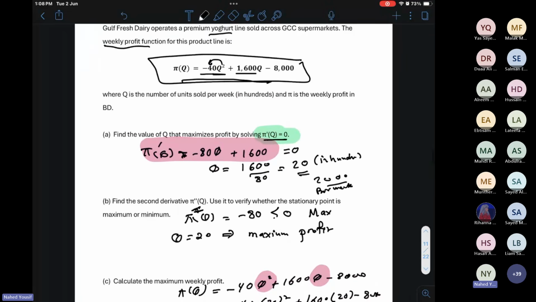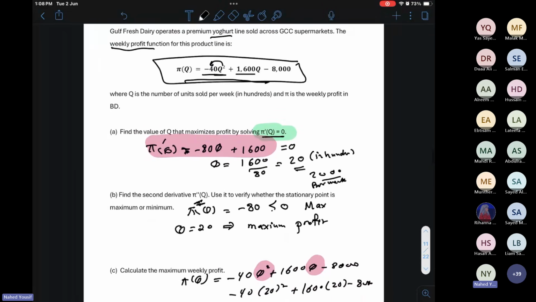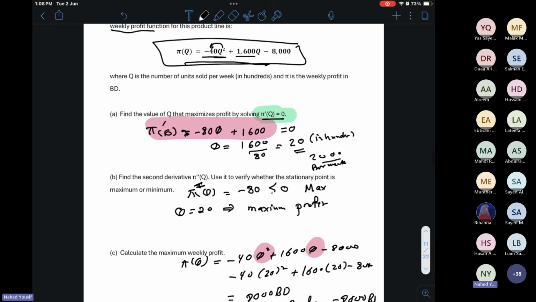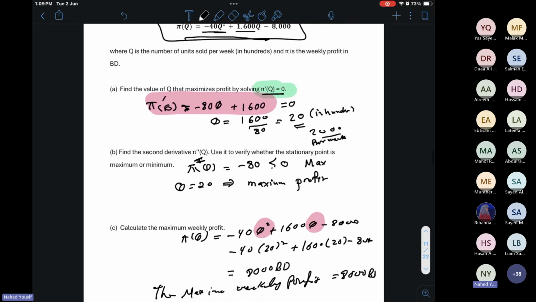So we have to take the first derivative and set it equal to 0. Then we substitute in the second derivative test. If it's less than 0, that means it's a maximum. We have to substitute in the original function to get the maximum profit.